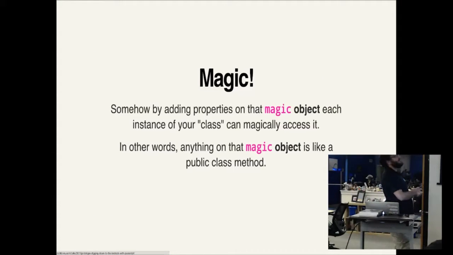So the takeaway is that somehow, by adding properties on this magic object, our class instances were able to access it. In other words, like I was saying before, it's kind of like a bucket to put public class methods on.